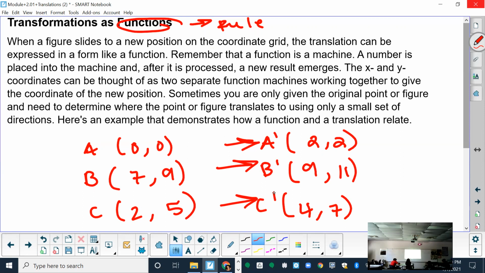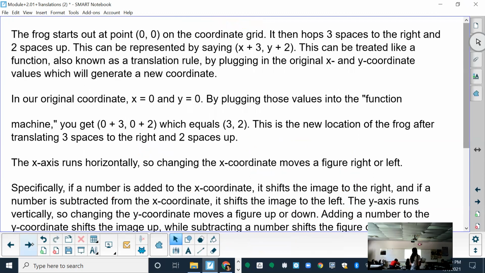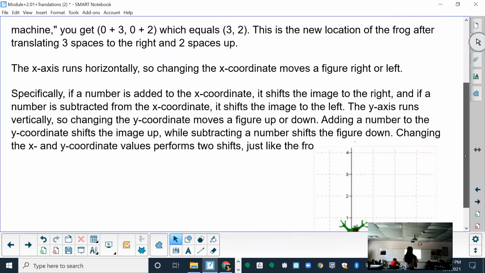So while you are copying that example, I'll read out the next example out loud, which is directly under that slide. It talks about a frog starting out at point 0, 0 on a coordinate grid, and then hopping 3 spaces to the right and 2 spaces up. If you're still copying, just wrap it up, and then I'll go to the next slide. All right, so I read just the first line, so here's the picture that goes along with that.